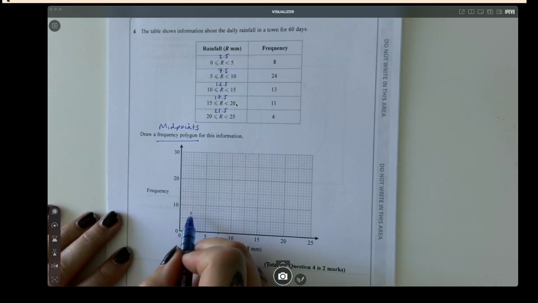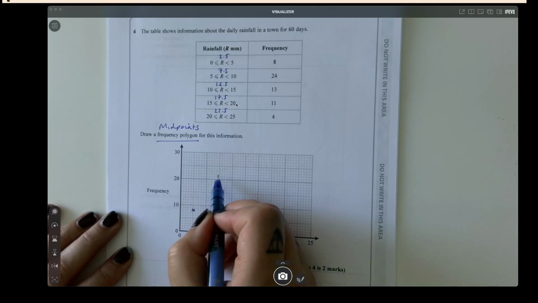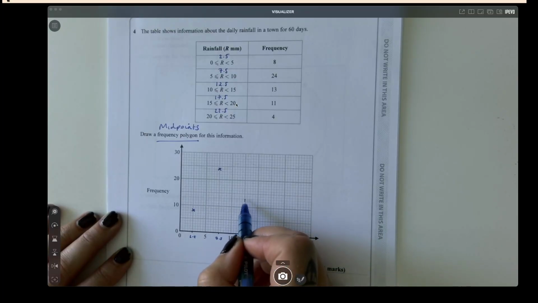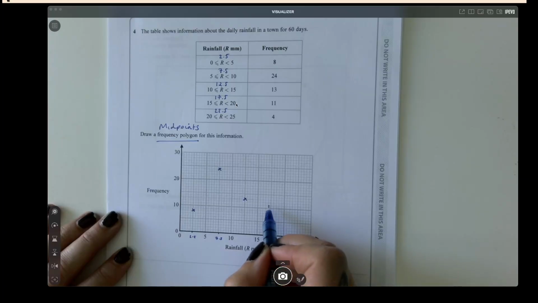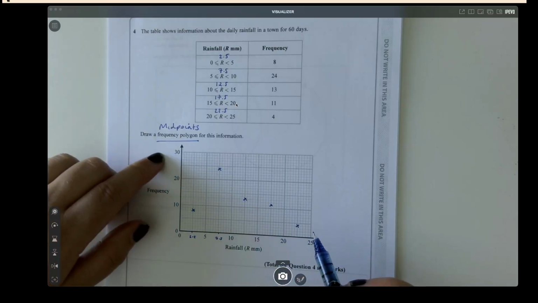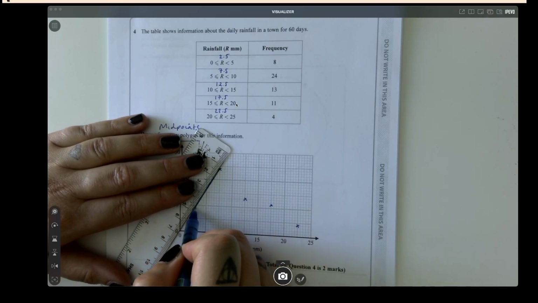So along to 2.5 up to 8. Along to 7.5 up to 24, along to 12.5 up to 13, 17.5 up to 11, and then 22.5 and up to 4. So with a frequency polygon, we're going to join those points together with straight lines.